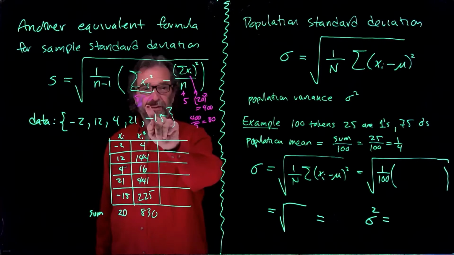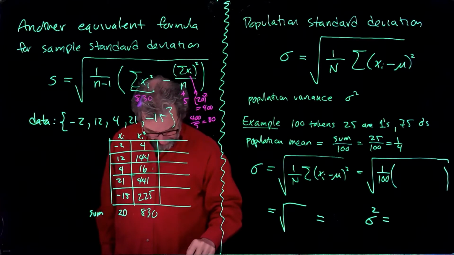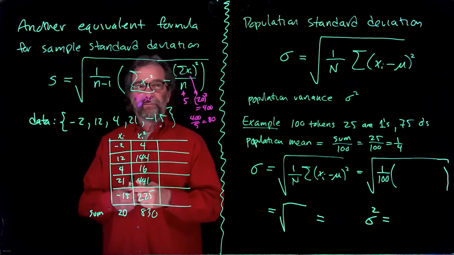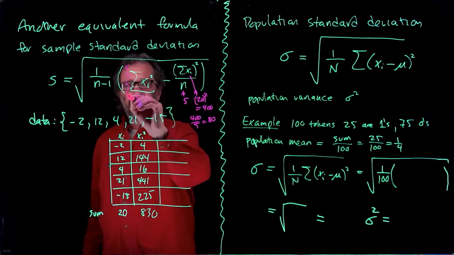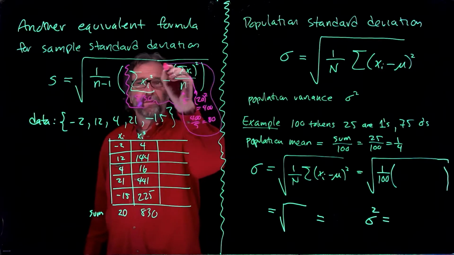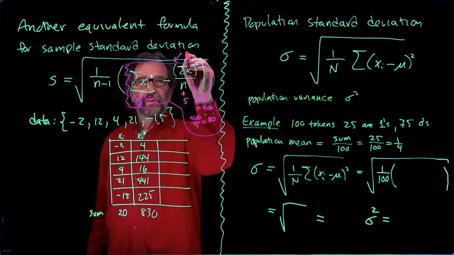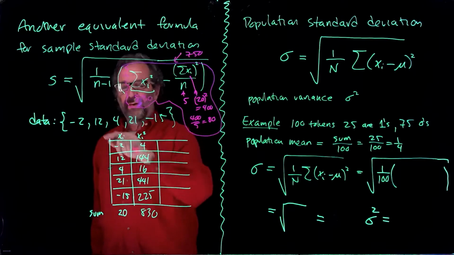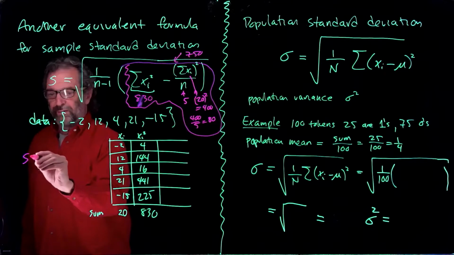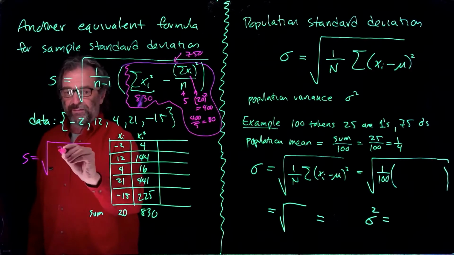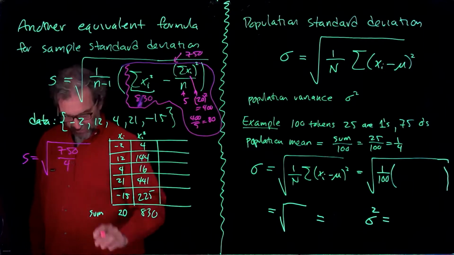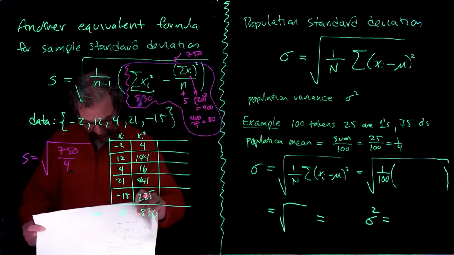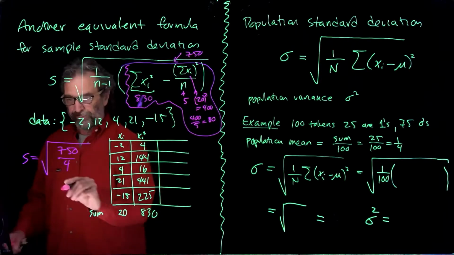And then we're going to take 830 minus 80. 830 minus 80 is 750. So remember when we did our other calculation, we got 750. Then we divided by 4, took the square root. So S is the square root of 750 over 4, which is what we had last time. So we know what that is. I've got it written down here. It was 13.693.